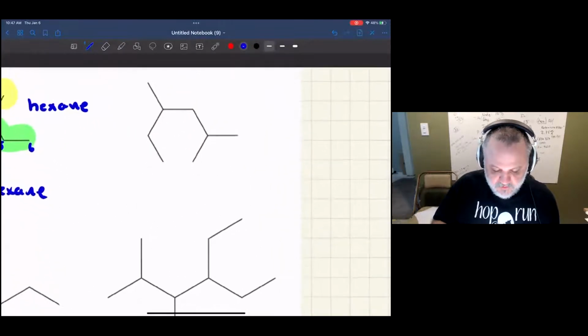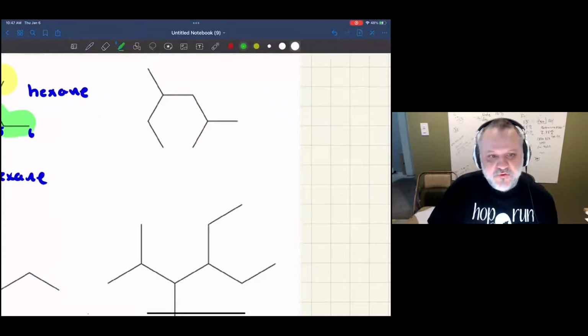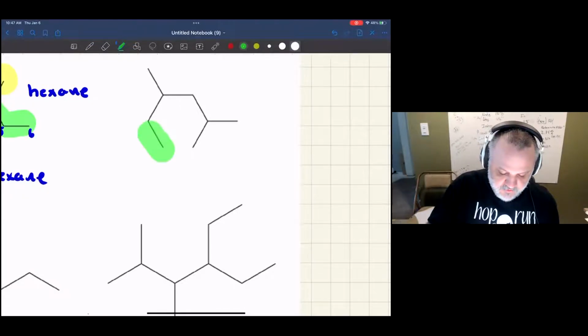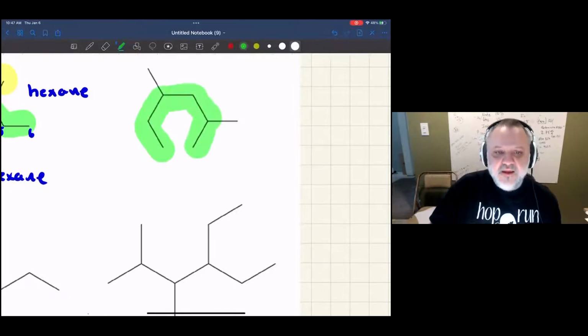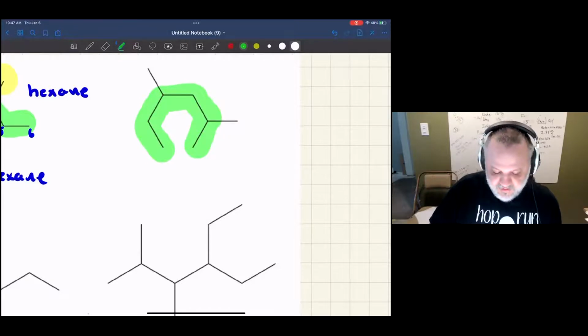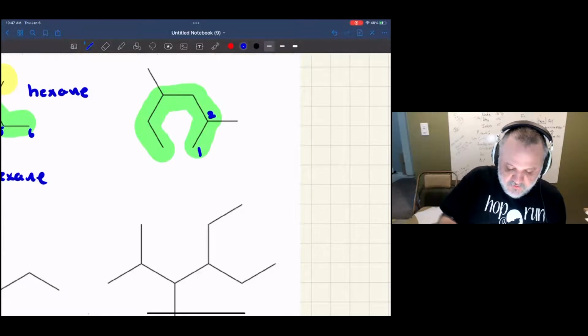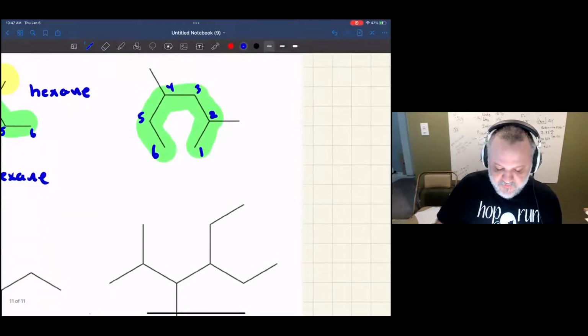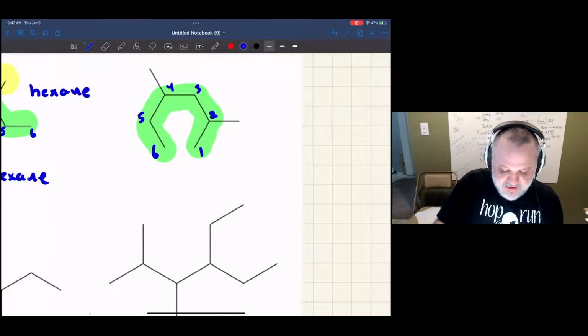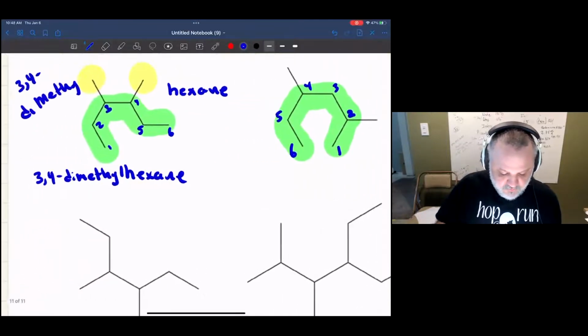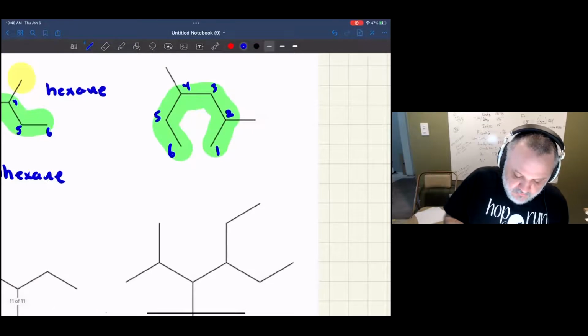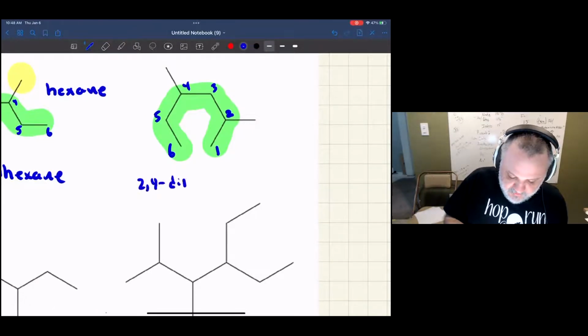Let's do this one. The first thing we're going to do is find the longest chain, which is 1, 2, 3, 4, 5, 6. Not surprising. We're going to see lots of hexanes. So let's number it now. The numbering would go this way: 1, 2, 3, 4, 5, 6, instead of the other direction because we get to that methyl group the fastest. So it is another dimethyl hexane, but instead of this one, which was 3,4, this one will be 2,4-dimethylhexane.